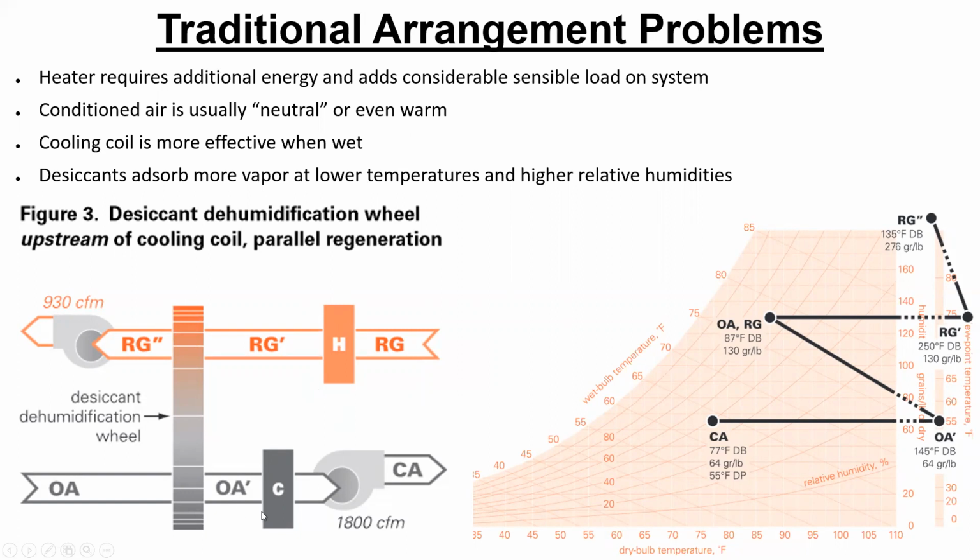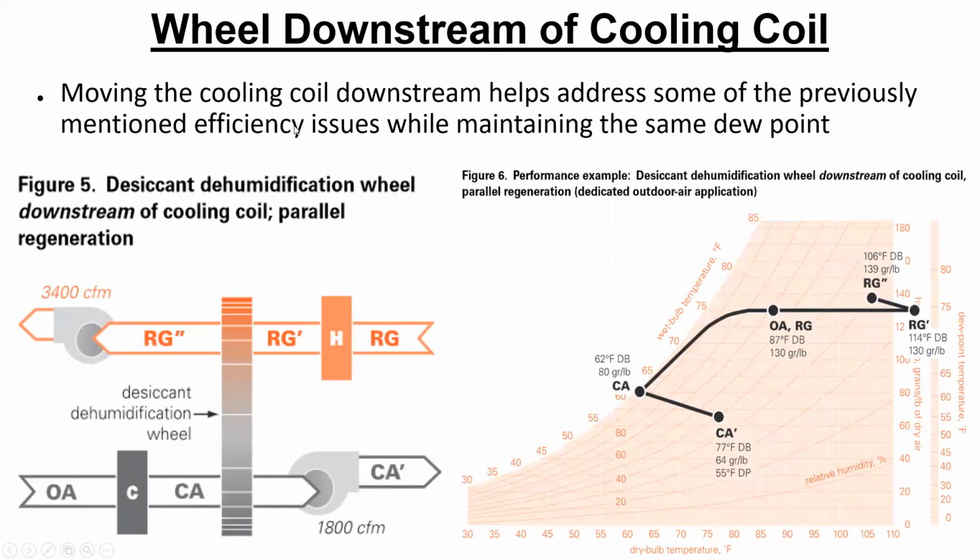Now in the next slide, we talk about what if we bring the cooling on the other side, because cooling coil is more effective when they're wet. So if you bring the cooling on the other side, what happens is that starting from RG, which is the outdoor air, going through the heater, we heat up our air, going to RG prime at a constant specific humidity. Going through the wheel, we're adding moisture to the air because we're collecting the moisture out of the wheel. So it goes up, it gets a little bit cooler.